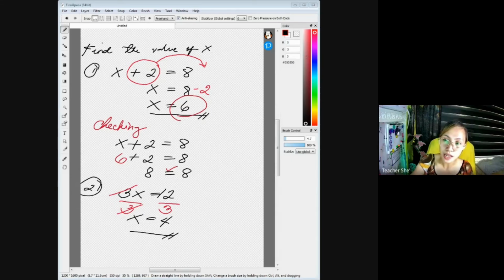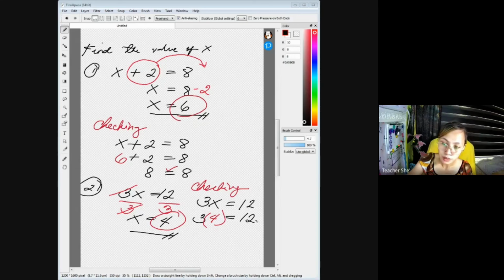Now, for the checking, again, substitute the value of x. Yung checking natin. Copy. We have 3x equals 12. And then bring down 3. And then for the x, the value of x is 4. And then equals 12. So now, let us multiply 3 times 4. That is 12. And then bring down equals 12. So as you can see, same answer na po tayo, left and right.